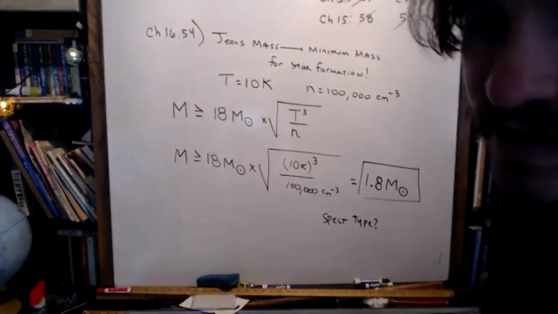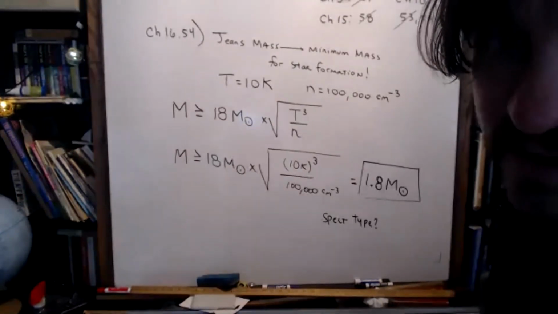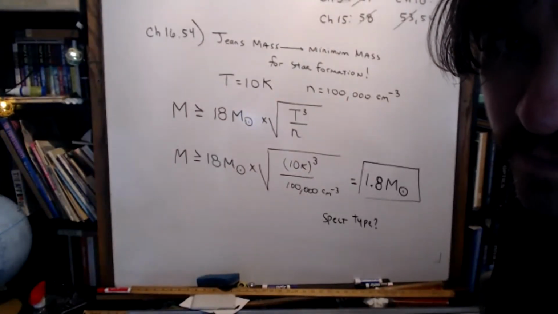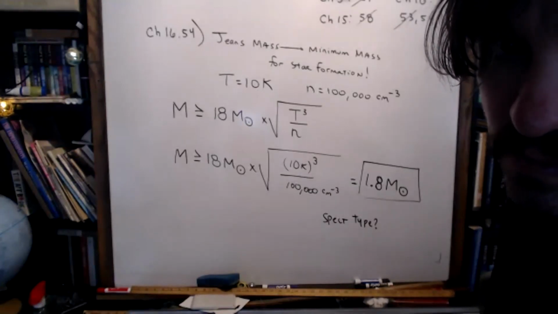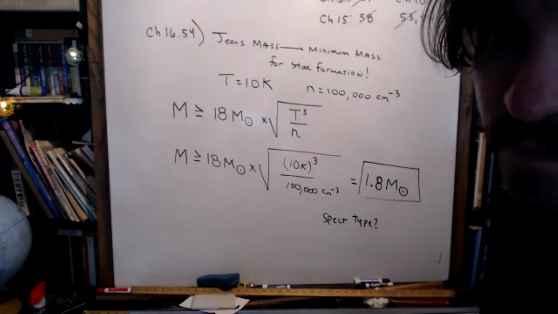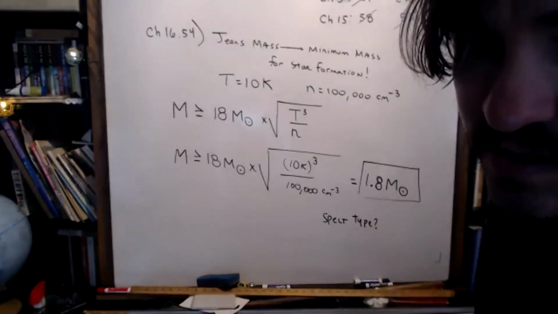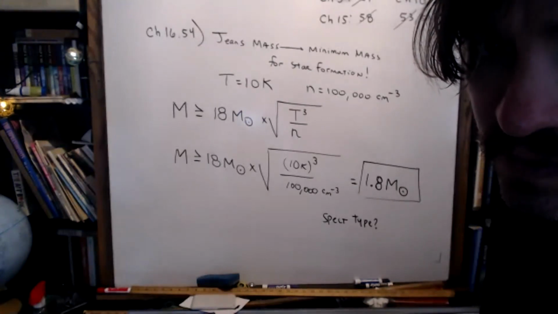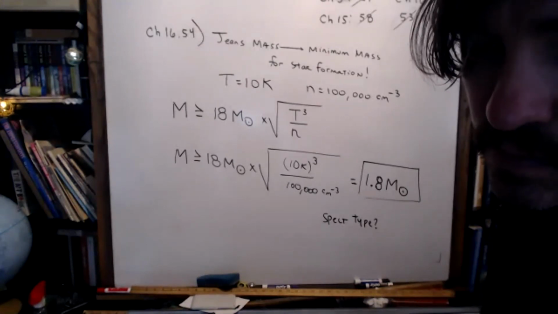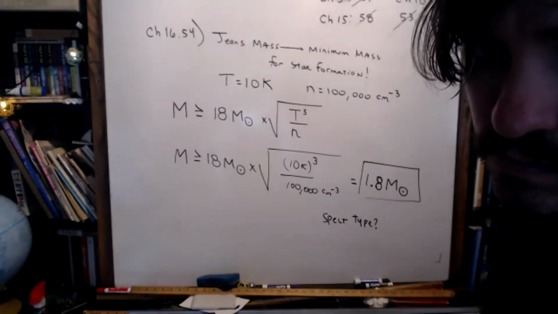What's the mnemonic device to remember the spectral types of stars? Oh, be a fine girl, kiss me. That's what it is. So what's before G?